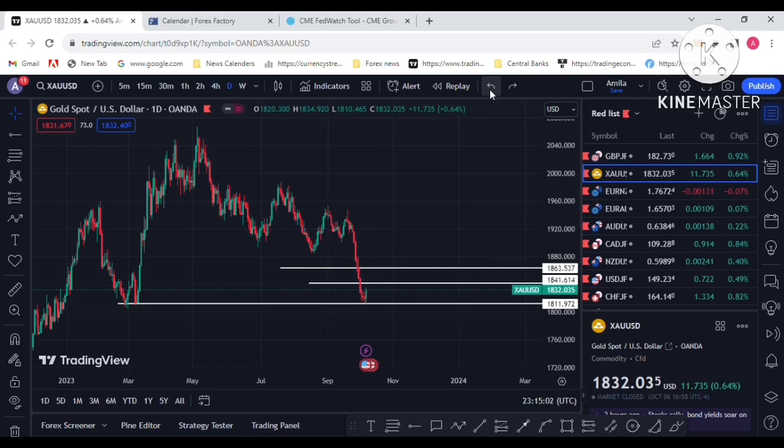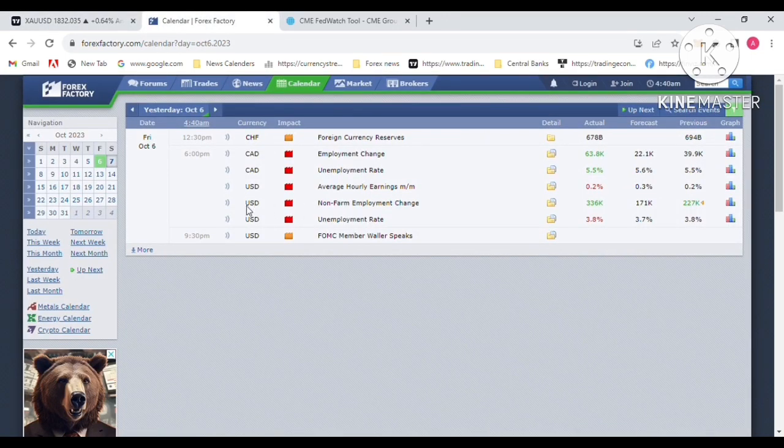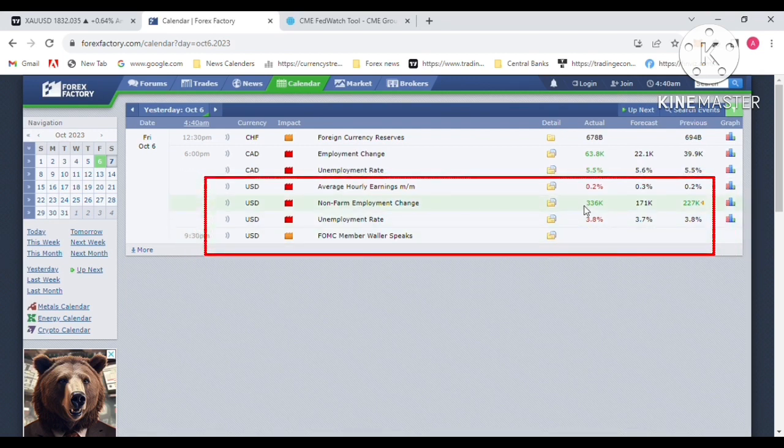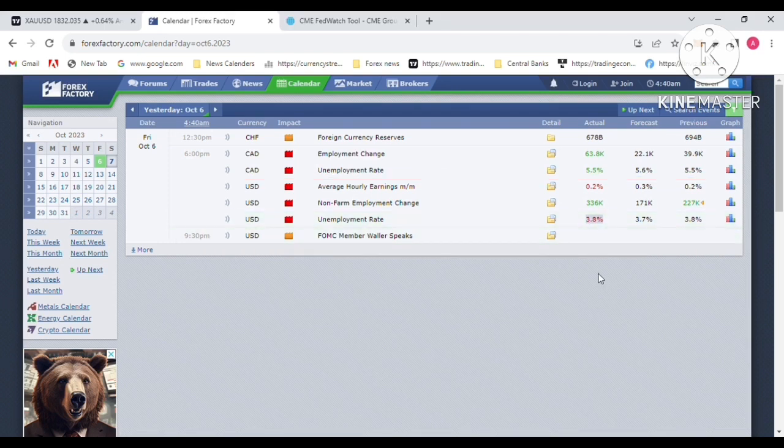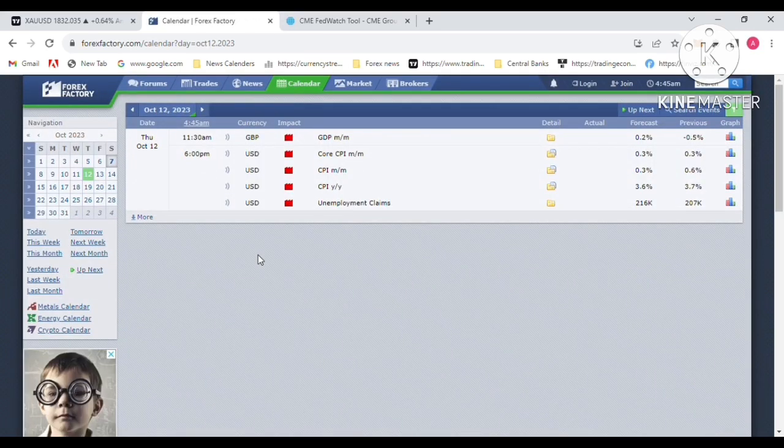So let's move to what is going on with economic data for the US dollar. Last Friday, the non-farm employment change was released, and 336k is the actual figure. That is positive for the US dollar. But remember, the unemployment rate is 3.8%, which has not dropped, and average hourly earnings did not increase by 0.2%. That is mixed data for the US dollar.